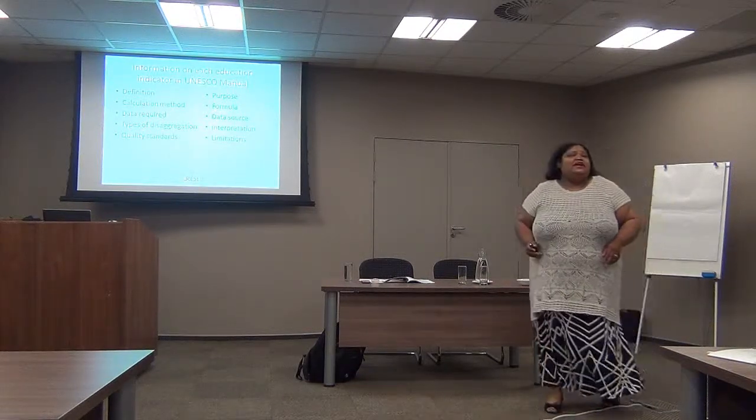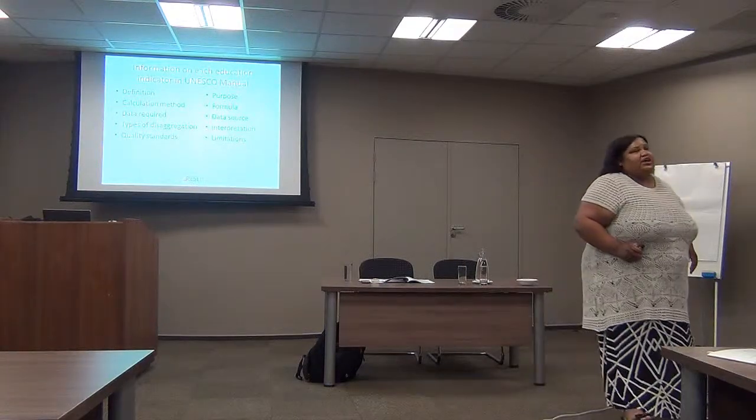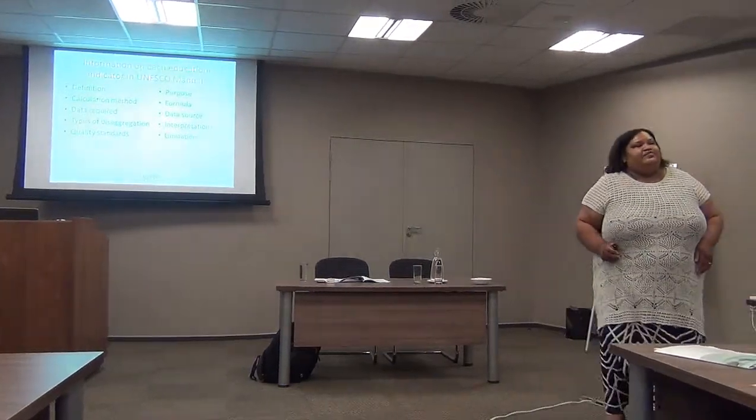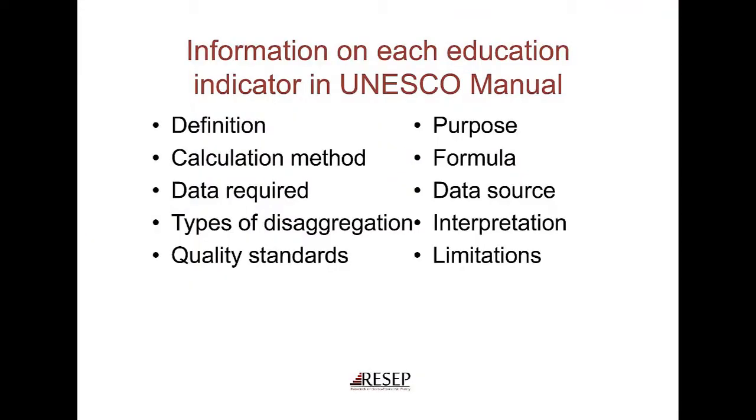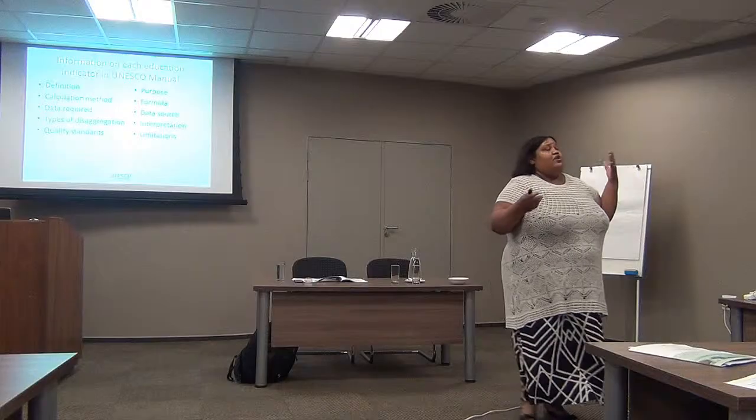So for every single indicator in the UNESCO Indicator Handbook, they've got information, and they classify it, or they give information on the definition, the purpose, calculation, formula, data sources, data required, what type of disaggregation can you use, interpretation, quality standards. I'm not really going to talk about quality standards, although it is in the actual manual. And then limitations. And that is where I'm looking for input from you.